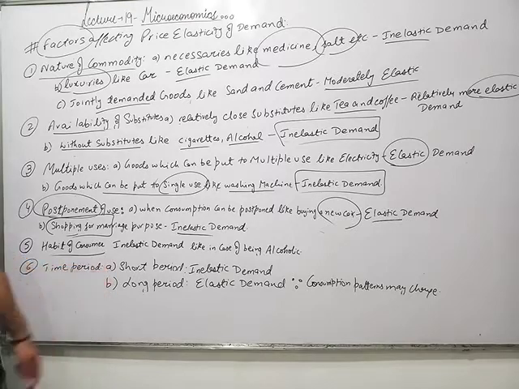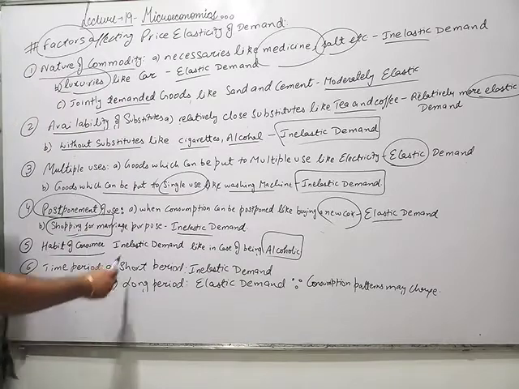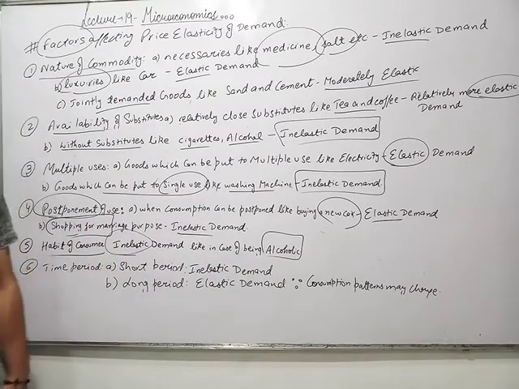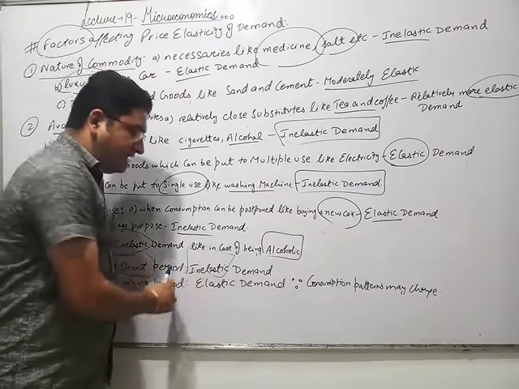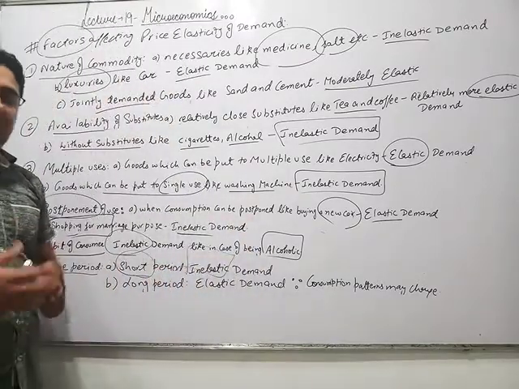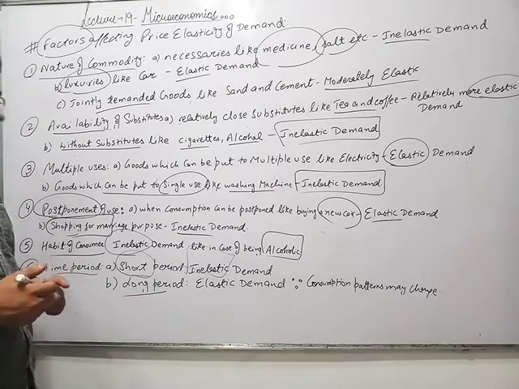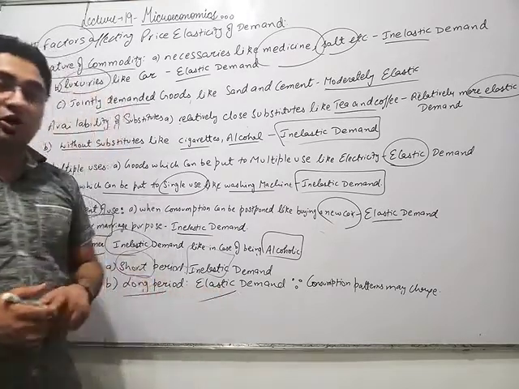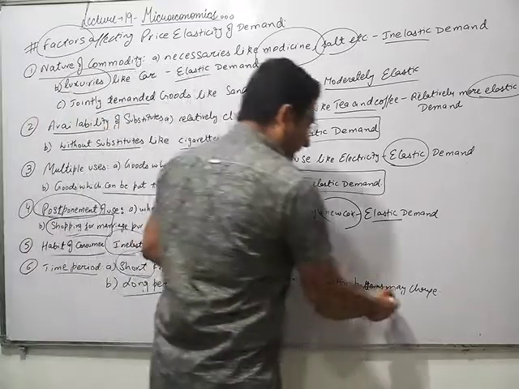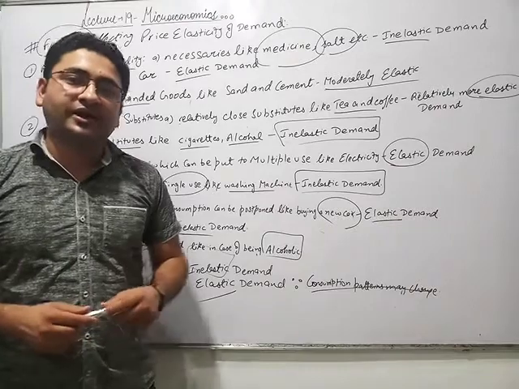Habit of consumer. If a consumer is alcoholic, he needs alcohol, then his demand would be inelastic. The time period involved. If it is short period, the demand would be inelastic because our taste preferences won't change. It would be same. So we need it urgently. But in case of long period, the demand would be elastic because the consumption pattern may change over a period of time. Your taste and preferences would change, right?